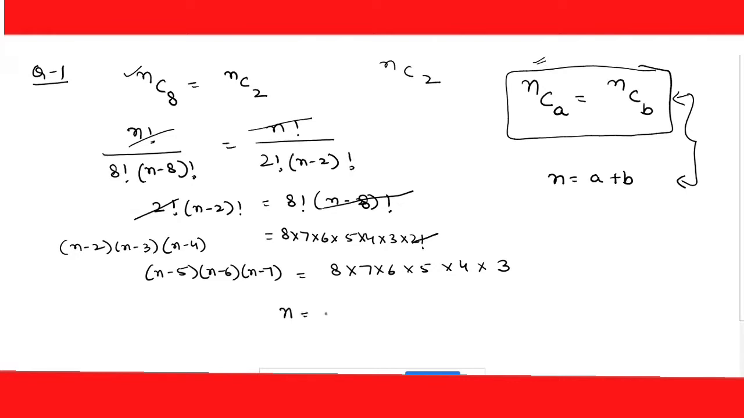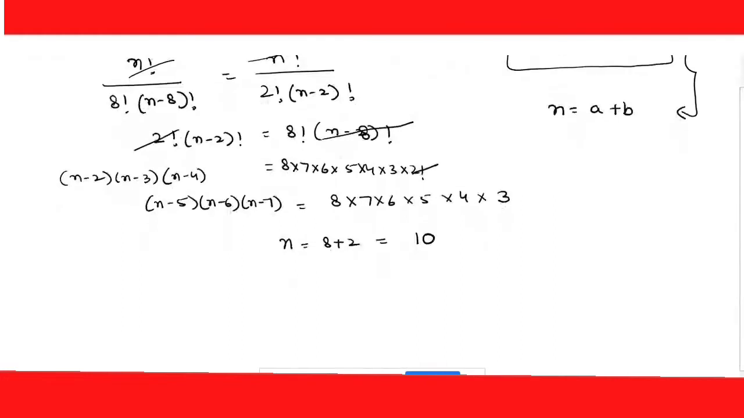So the value of n becomes 8 plus 2, which is equal to what? 10. So if we have to find the value of nC2, then 10C2. Clear? Which is equal to factorial 10 over factorial 2 times factorial 10 minus 2. Now solve it using the formula.